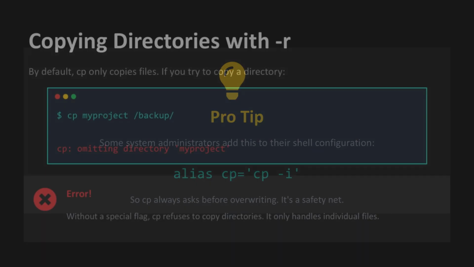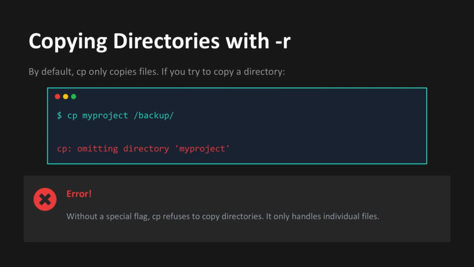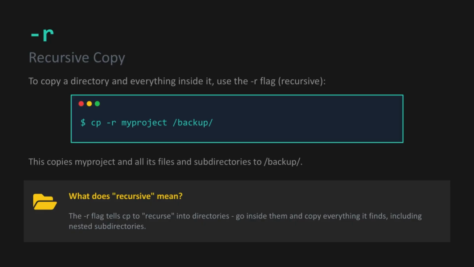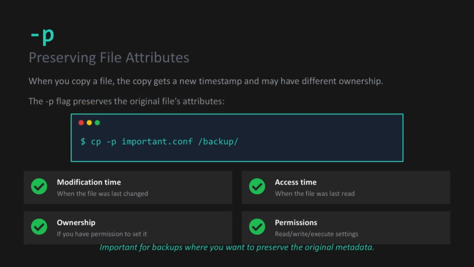Now, by default, cp only copies files. You can copy directories, but if you just use cp, you won't be able to copy the directory. You'll get an error. If you want to copy a directory and everything inside of it, you need to use the -r flag, that recursive flag. That's going to copy all the files and subdirectories to the destination location. The -r flag tells cp to recurse into directories, meaning go inside them, copy everything you find, and include nested subdirectories, everything.